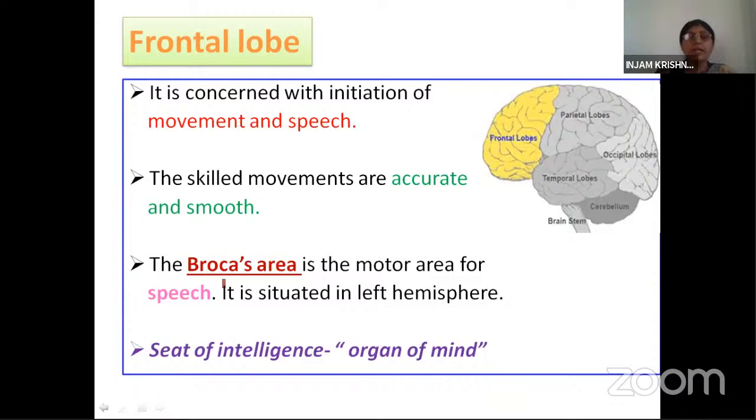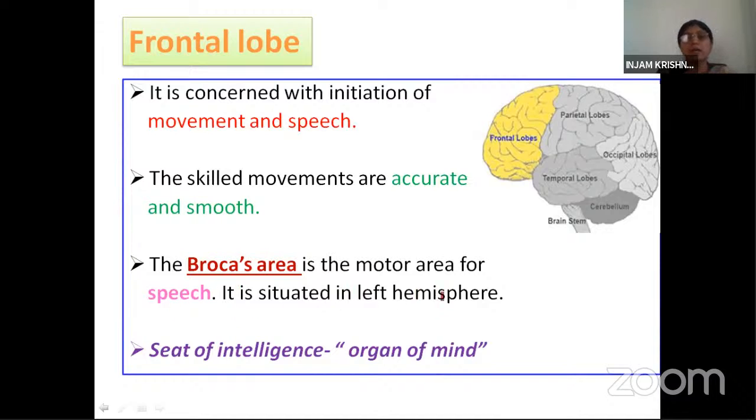The Broca's area, this is an important one. The Broca's area is the motor area for speech. This area is responsible for our speech, and it controls our lip movement and tongue movement, which are the parts involved in speech. They are controlled by the Broca's area.